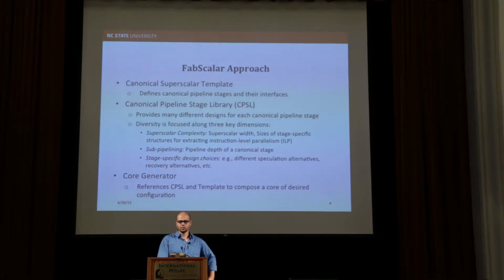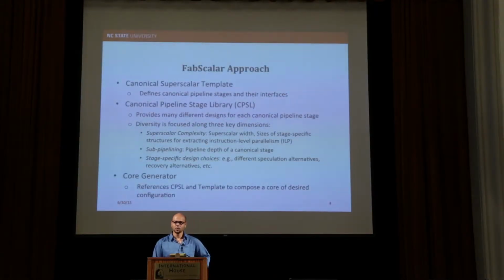So what is the FabScalar approach? How does it generate the out-of-order cores so easily? Turns out FabScalar, at least the released version of FabScalar, has a library of stages, and we call it the canonical pipeline stage library. Each stage has a few different designs in it with different microarchitecture for each stage. And the designs mainly vary in complexity, like superscalar width and the structure sizes for the different RAMs and CAMs.